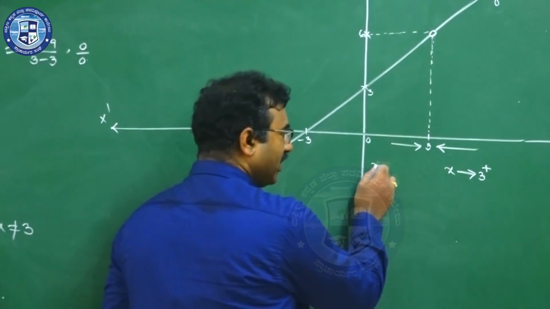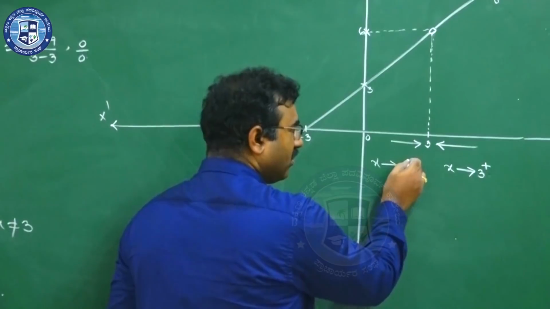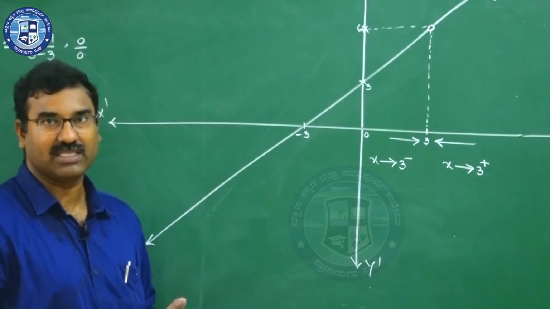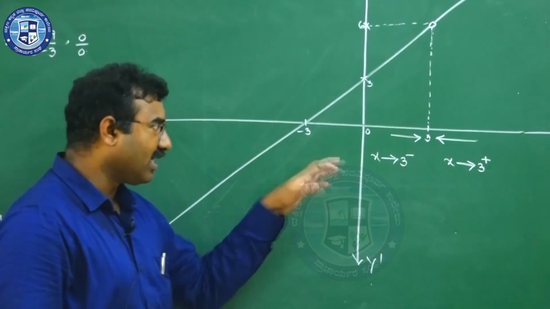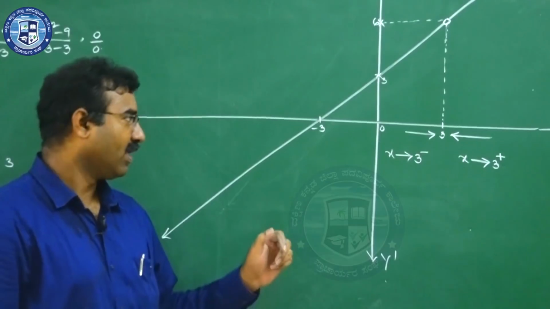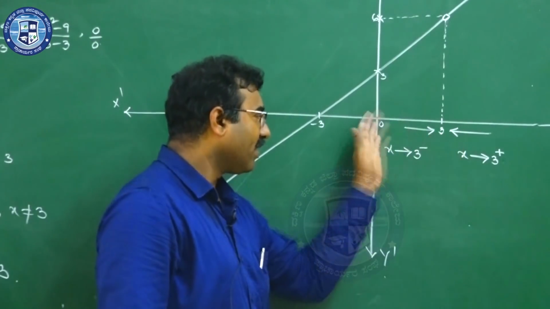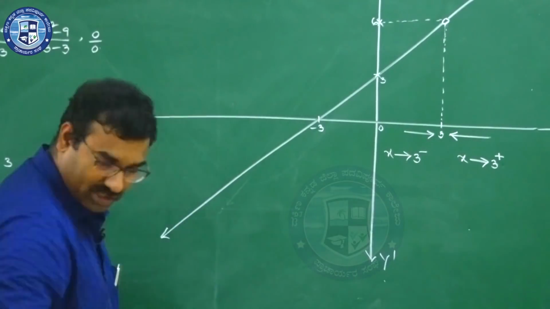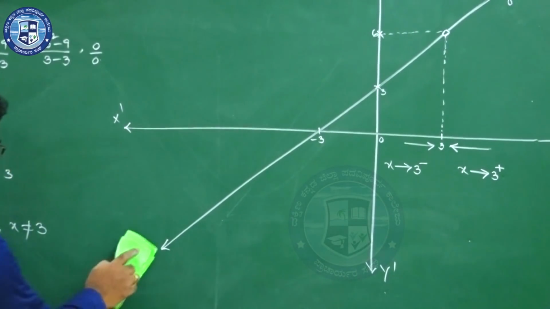And the left approach we write like this: x tends to 3 minus. Don't confuse. 3 minus means coming close to 3 from the left. But some students confuse that it is minus 3. No. You are coming close to 3 from the left. Right. So how will we approach? In a detailed way we will see this.